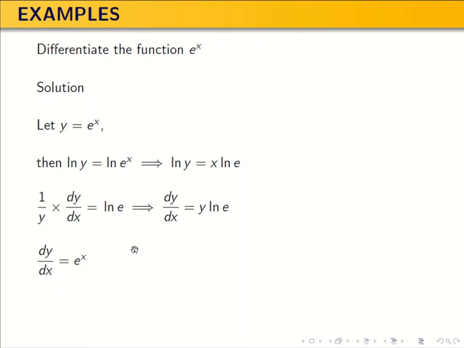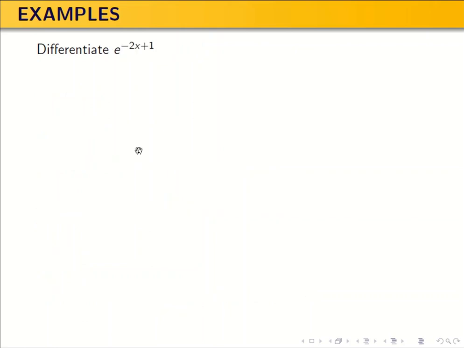So it means that whenever you differentiate this function e to the power x, you still get e to the power x back. How many times you differentiate it doesn't matter. If I differentiate this 20 times, I'll still get e to the power x back. So hence the differential of e to the power x is always e to the power x. Now differentiate e to the power negative 2x plus 1.